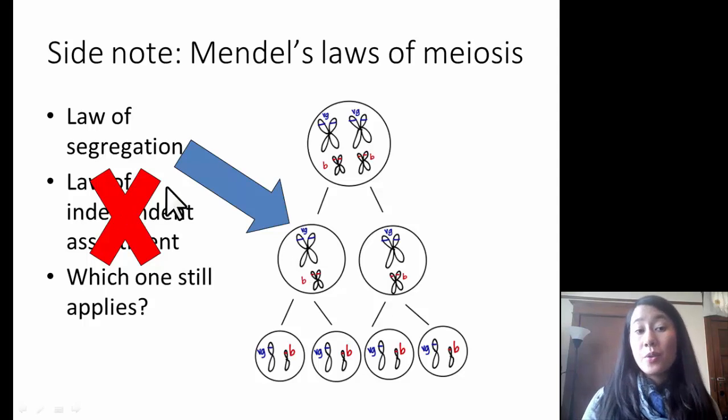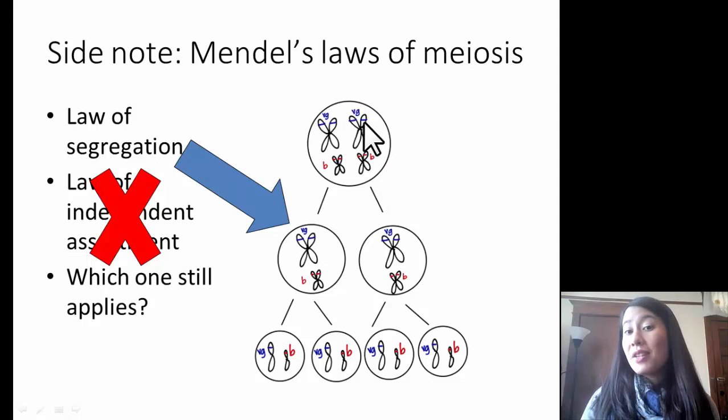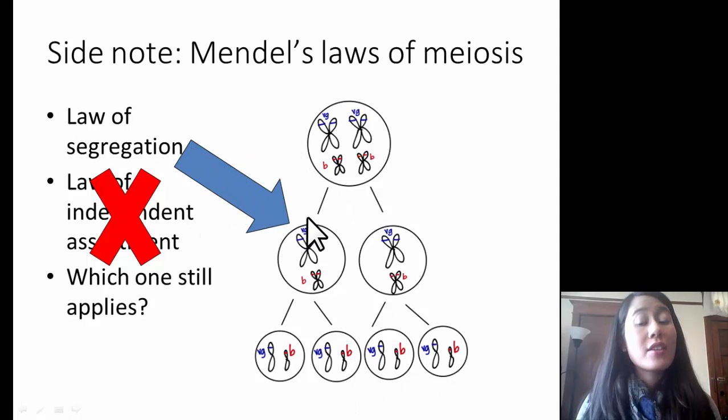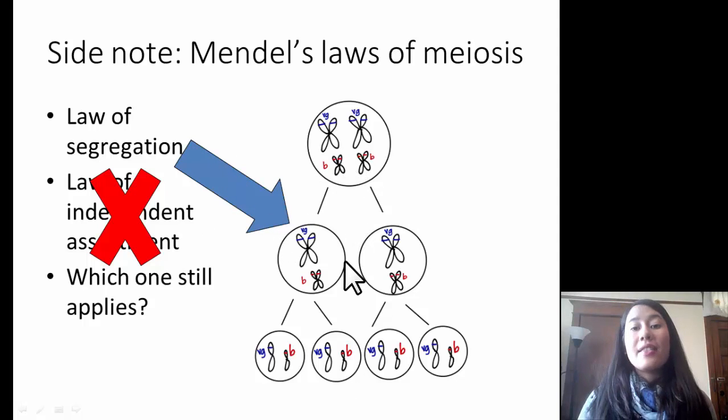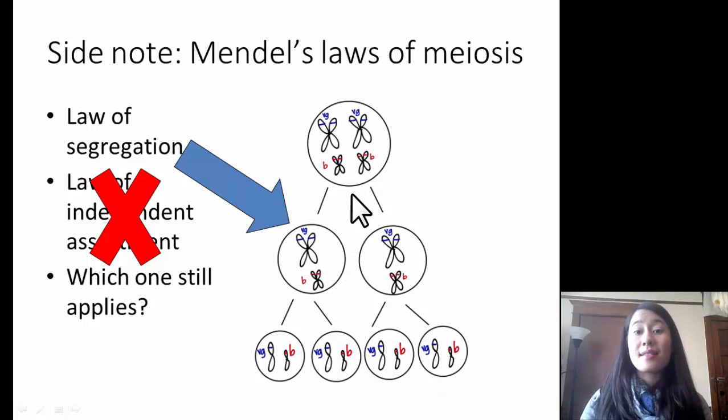The law of independent assortment doesn't matter here because there's only one way for the chromosomes to line up. So even if these chromosomes flip from side to side, it's going to have no bearing on the gametes at the end. But the law of segregation is still at play here. The law of segregation says that the alleles on the chromosomes have to separate during meiosis so that we end up with haploid cells here at the bottom. And we can see that that still happens.